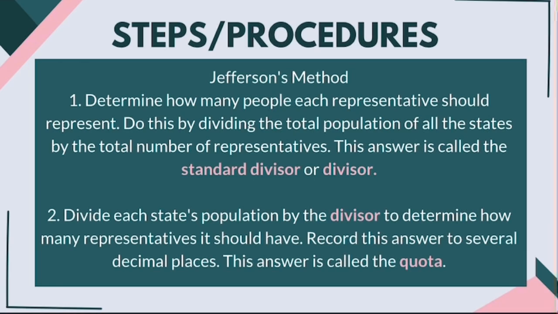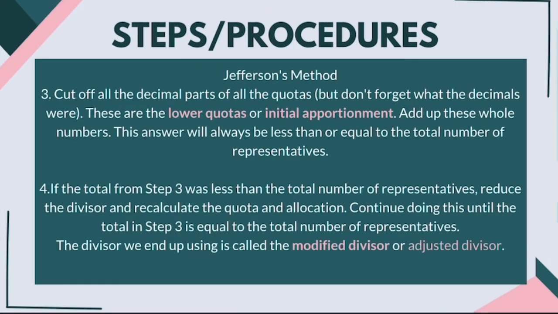The next step is to divide each state's population by the divisor to determine how many representatives it should have. Record this answer to several decimal places. This answer is called the quota. The third step is to cut off all the decimal parts of all the quotas, but don't forget what the decimals were. These are the lower quotas or initial apportionment. Add up these whole numbers.